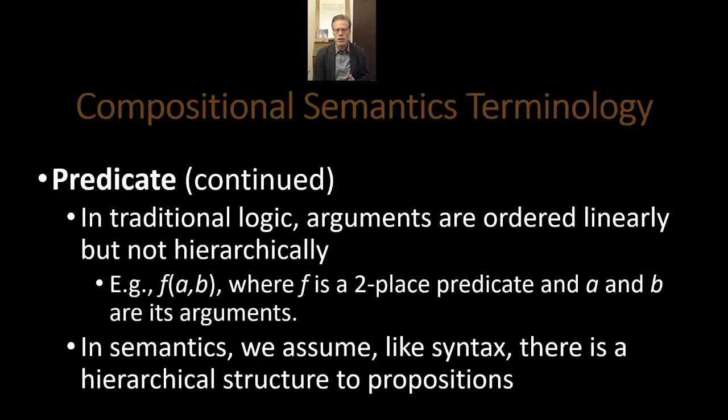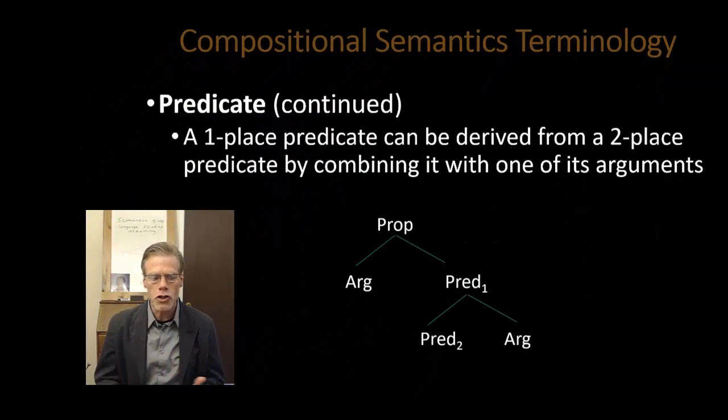In traditional logic, arguments are ordered linearly, but not hierarchically. So for example, you get this expression F(A, B). The syntax of logic like that is a purely linear syntax, where in this case, F is a two-place predicate and A and B are its arguments. But in semantics, we assume that it corresponds fairly similarly to a syntactic tree. There's a hierarchical structure to propositions, and I've already kind of argued that.